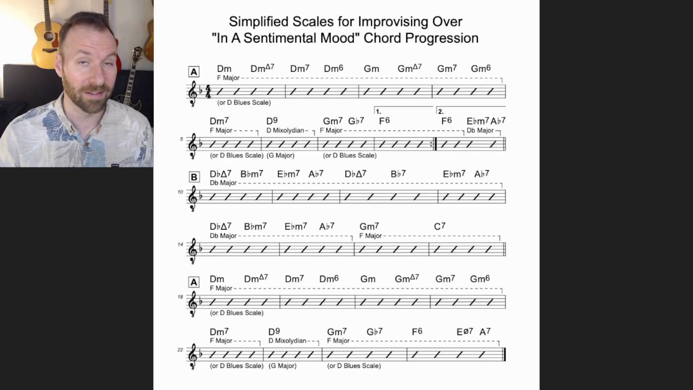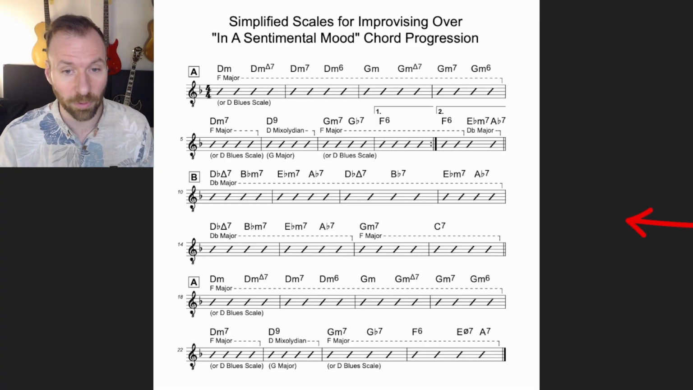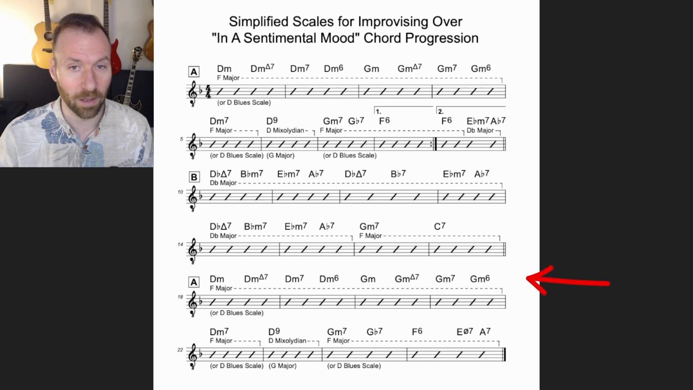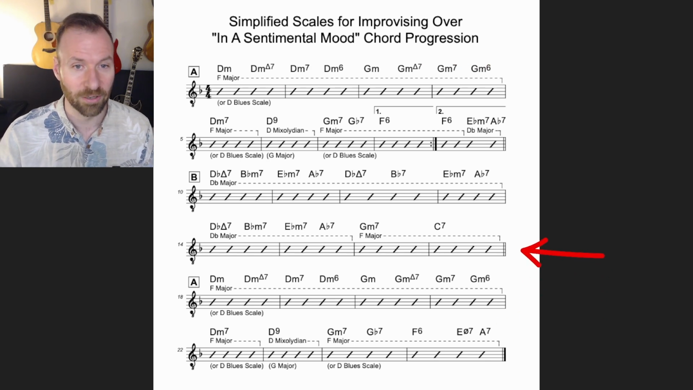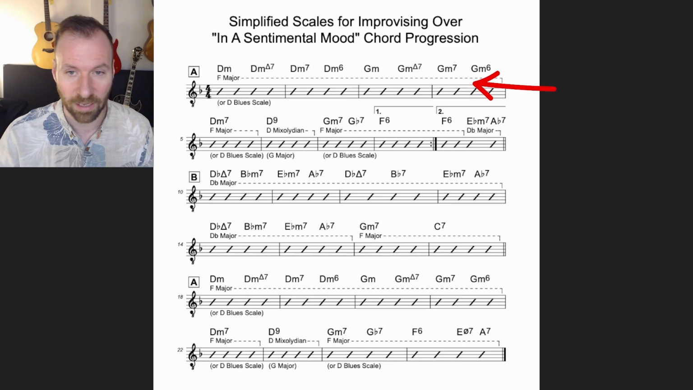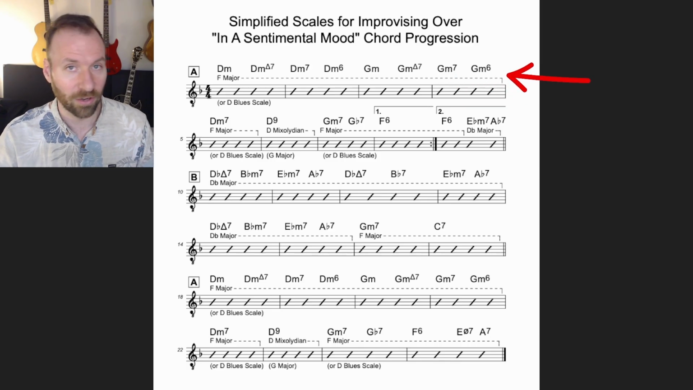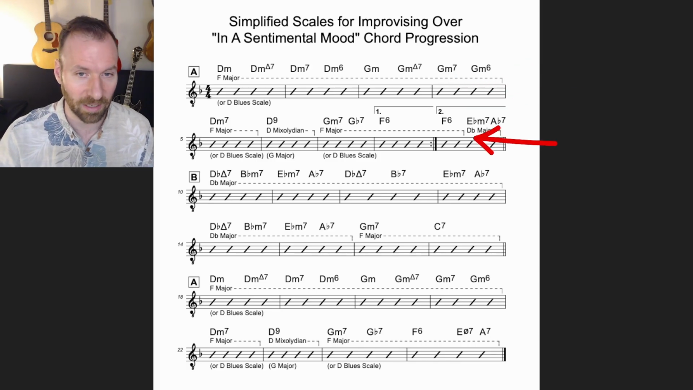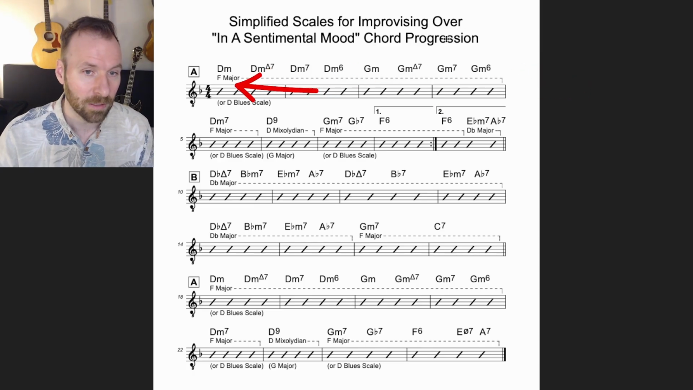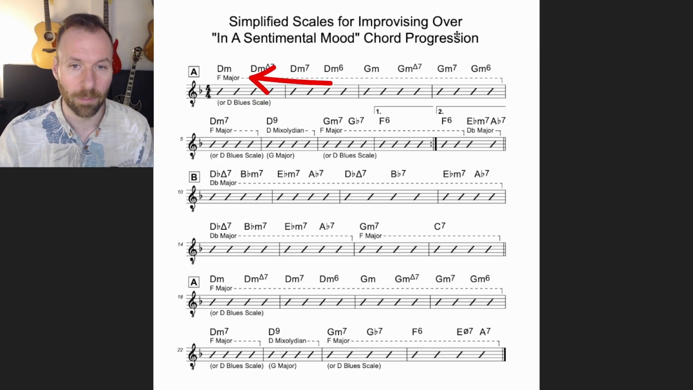Here's the simplified scales analysis of In a Sentimental Mood. This should be very refreshing if the other one overwhelmed you, because now you can just truly let go and play some melodic stuff with a major scale and try to have your phrasing really say something and express something. It works surprisingly well to just play the F major scale over this whole thing.